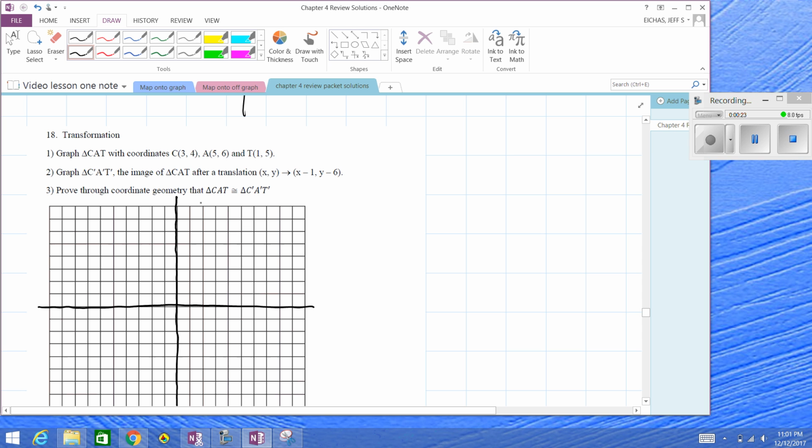So we're going to plot the points. 3, 4, 5, 6. And 1, 5. Okay, so we got CAT right there. Please use a straight edge. I can't on this, but really should. Okay.